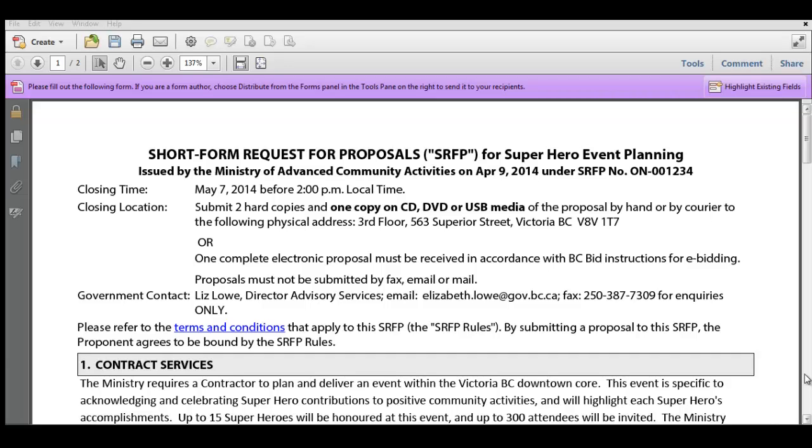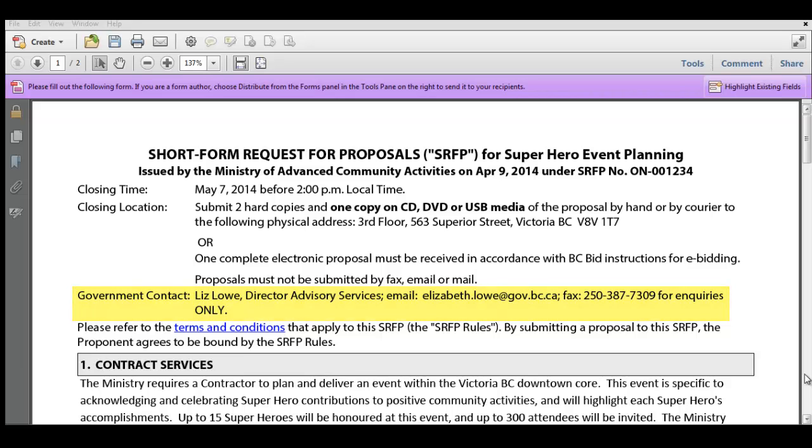Some RFPs are only going to give you one option. Some might be e-bid only, some might be hard copies only, but every SRFP is going to tell you what it is that you should be doing to submit your proposal. But note the next line, proposals must not be submitted by fax, email, or mail. Pay close attention to that. Again, it's a mandatory requirement. We can only accept your proposal if it's on time and comes in the way that's permitted and described in the SRFP. So if you send it by fax or by email or by mail, you're going to have that proposal rejected.